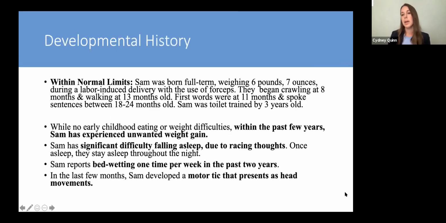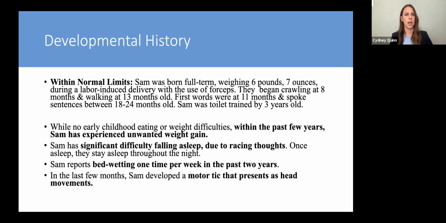So developmentally, we wanted to take a good look overall, holistically. Developmentally, Sam met all milestones within normal limits, no major concerns during early childhood. There was no major eating or weight difficulties. However, over the past few years, Sam began to experience unwanted weight gain, which was a concern for mom. Sam also has pretty significant trouble falling asleep, a lot of racing thoughts at night. However, once Sam could fall asleep, they would stay asleep through the night. And then something new over the past few years was Sam began experiencing some bedwetting about once a week.